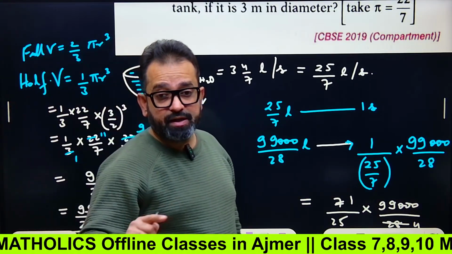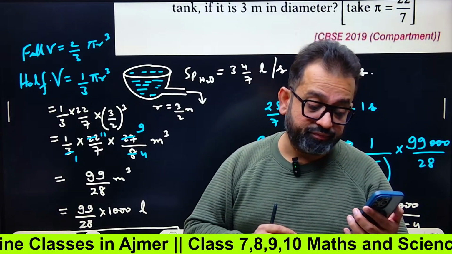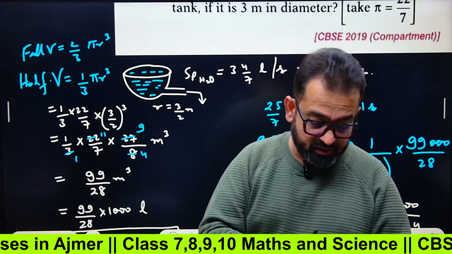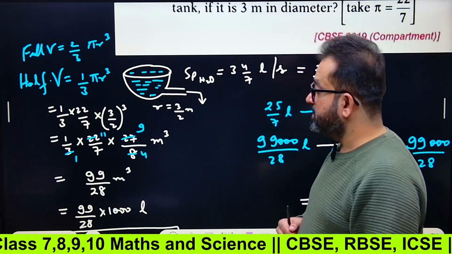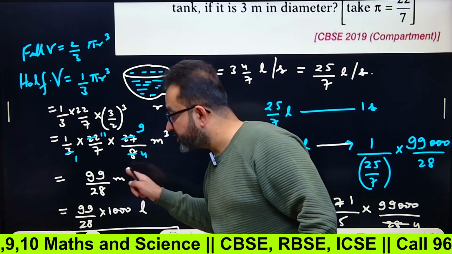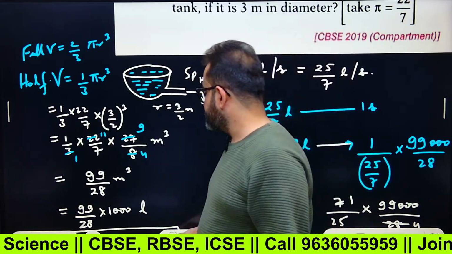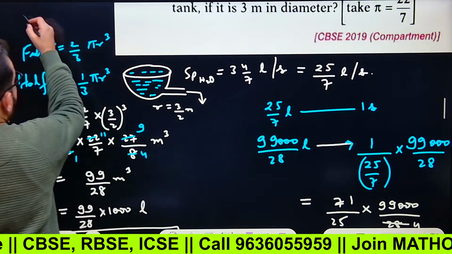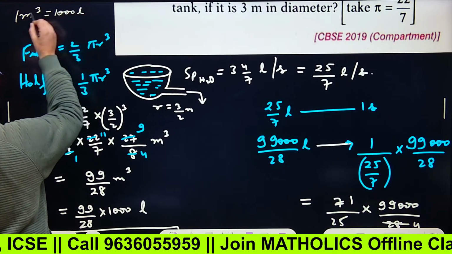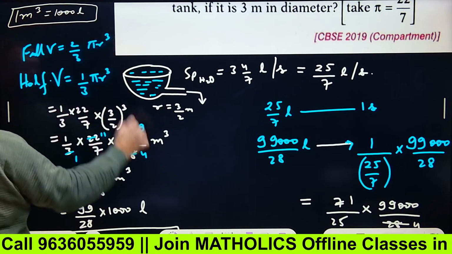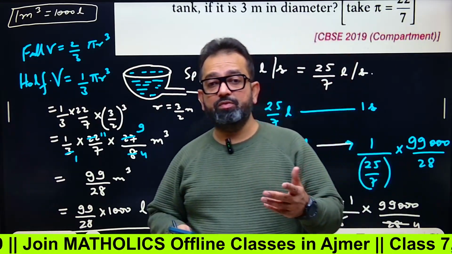99 by 28 meter cube will be your answer, but in meter cube. Volume is given in liters. Volume is given in what? Volume is given in liters. Yes. So when volume is given in liters, you have to convert this meter cube into liters. 1 meter cube equals 1000 liters. You can have this relation copied, that 1 meter cube equals 1000 liters. This is a relation you can use directly.